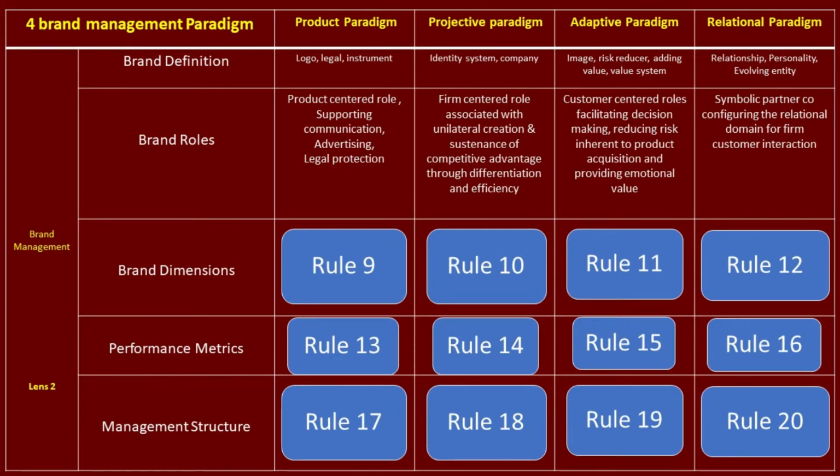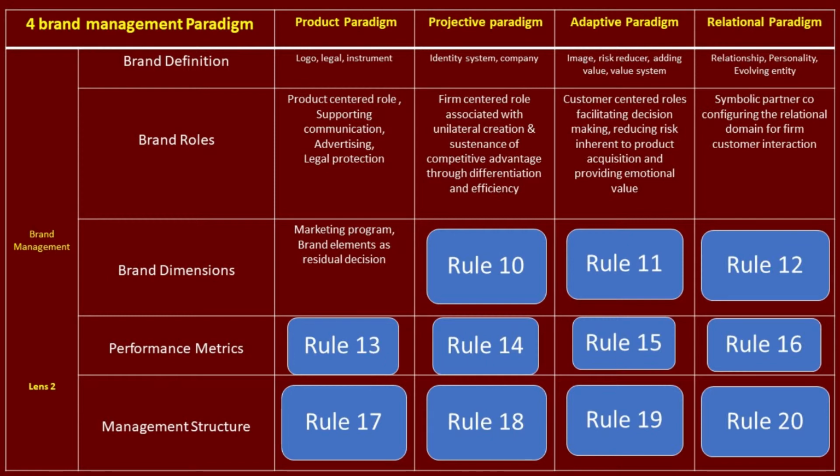Different dimensions on which strategy is based upon is the third aspect we study under lens 2. As per rule number 9, marketing program and brand elements are the dimensions on which strategy is based upon when marketing vision is based on product paradigm.